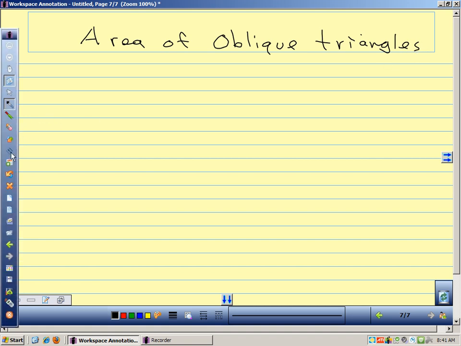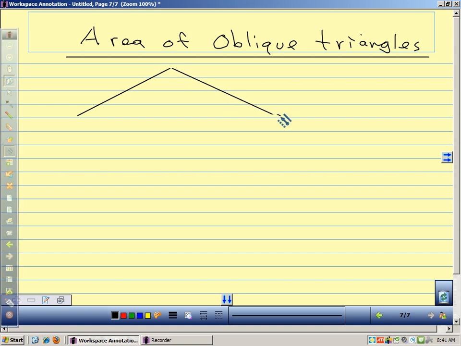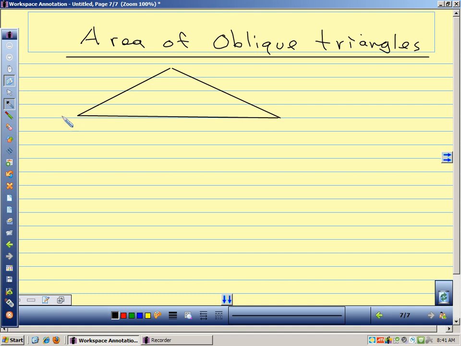So let's draw a triangle, and we will come up with an area formula that involves the sine of one of the angles. So here's my oblique triangle, and we have angles A, B, C, and the sides a, b, and c. And I'm going to draw in my altitude.